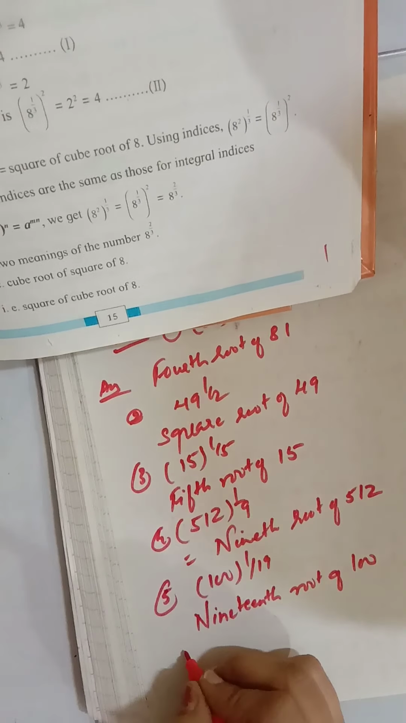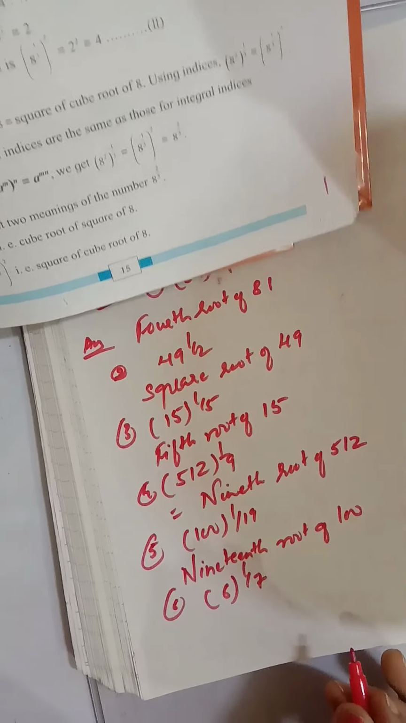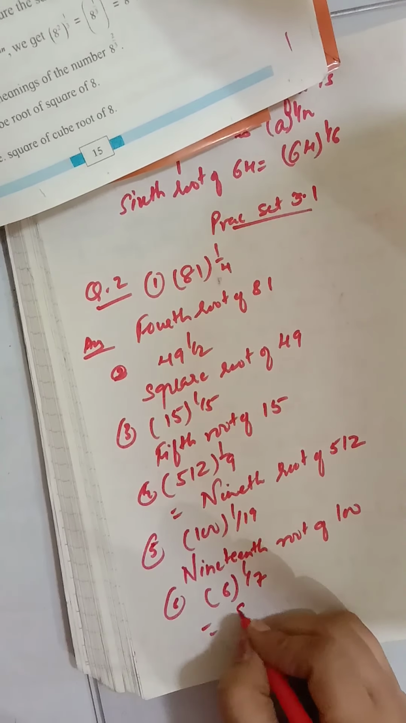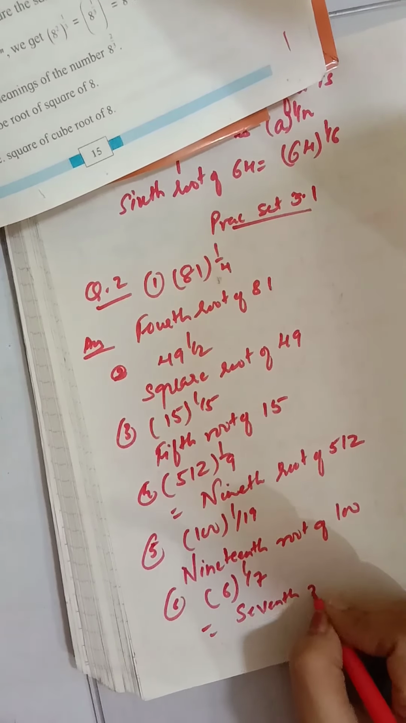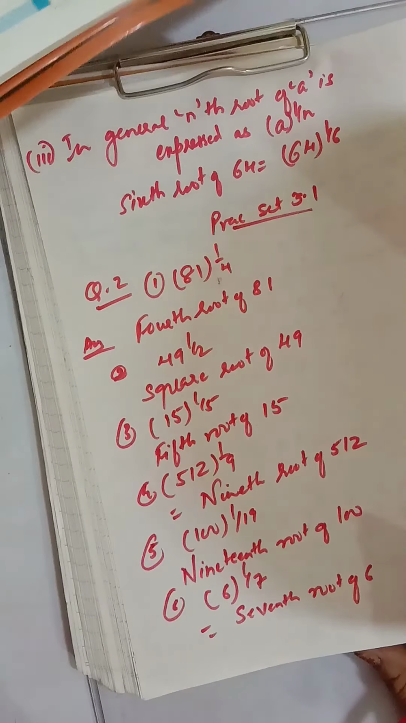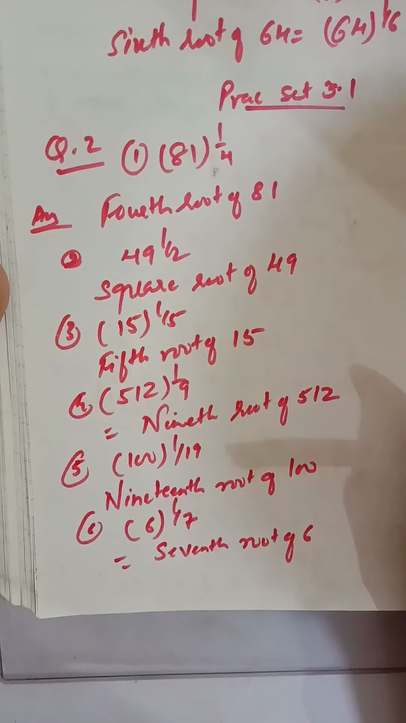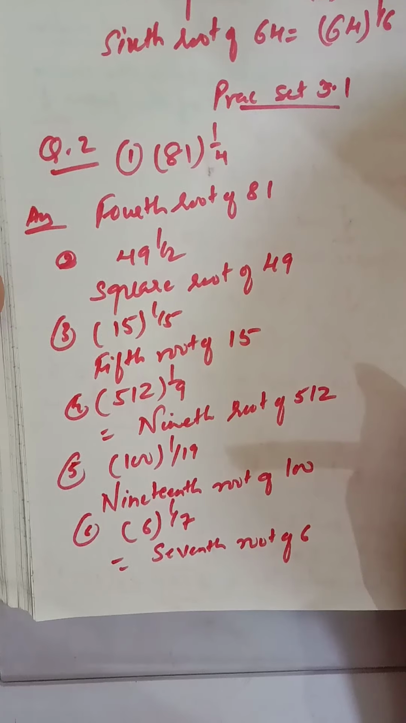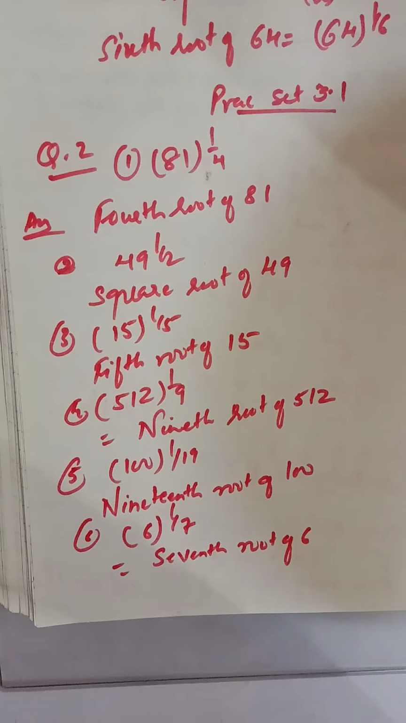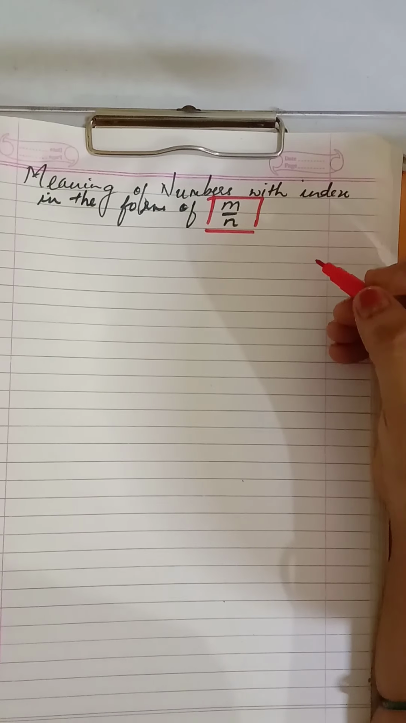Now the sixth one is 6 raised to 1 upon 7. So 6 raised to 1 upon 7 is equal to the 7th root of 6. So clear, children? Understood? This is practice set 3.1, second question. Has everyone copied? Copy it down in your classwork book. So with this we have completed our practice set 3.1. Now students, let's move ahead.